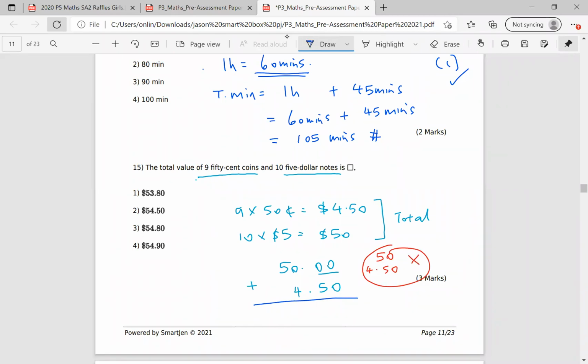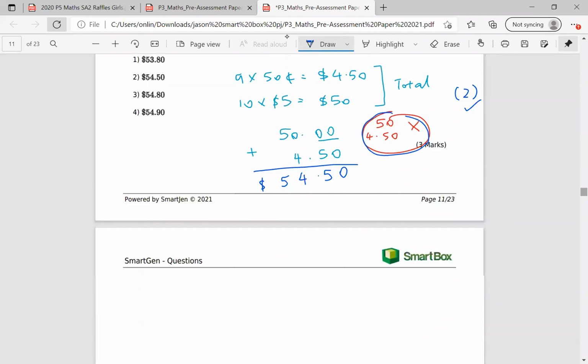So the cents, 0 plus 0 cents, we have 0, 0 plus 5 cents, we get 50. And then 0 plus 4, we get 4 here. And then we have $45.50. Our answer is number 2 for this. For those that do this, please learn that you cannot place the value in the wrong place and then add, and it will result in the answer being wrong.